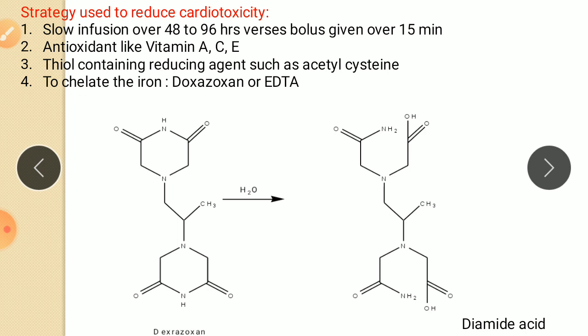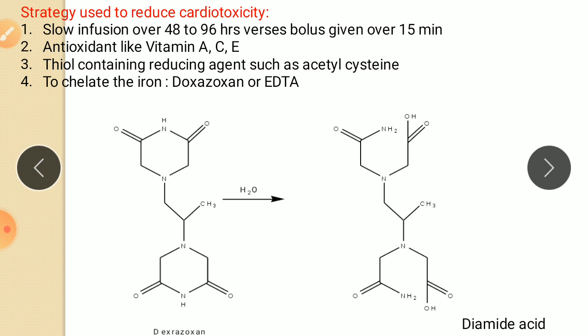followed by bolus. Bolus means a rapid administration over 15 minutes. So there is less chance of formation of this free radical. So it is the first strategy, which is an older strategy to reduce the cardiotoxicity side effect of anthracycline.